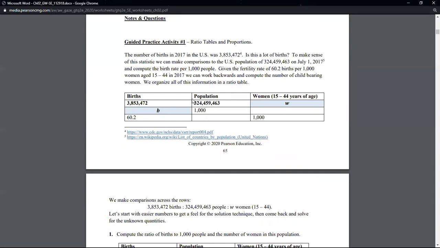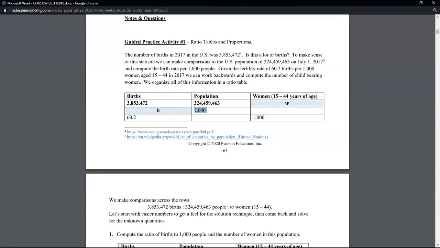So we can work backwards and compute the number of childbearing women. So what this table is looking at is, instead of comparing this to an entire population, let's just look at this as a comparison of women, because maybe it would make more sense to compare it with women, since men traditionally can't give birth. So in this table, we have a column for births, this 3.8 million and some change, then an unknown, and then a 60.2. Then we have a column for population. So when we talk about the population of 324 million Americans, there are 3.8 million births in that year.